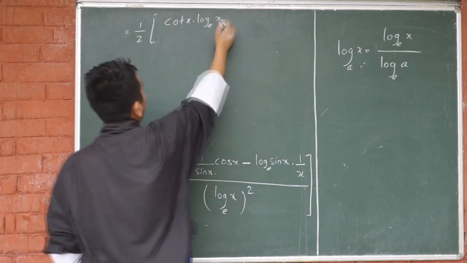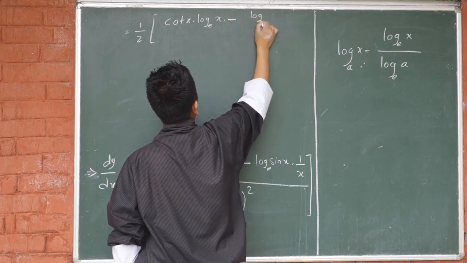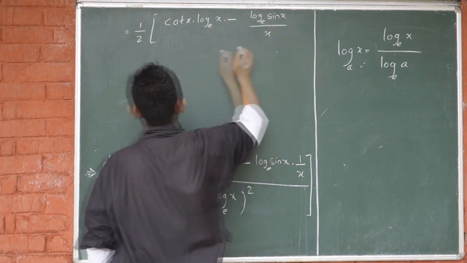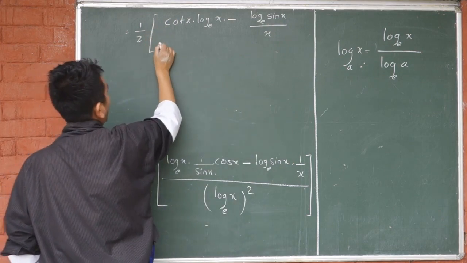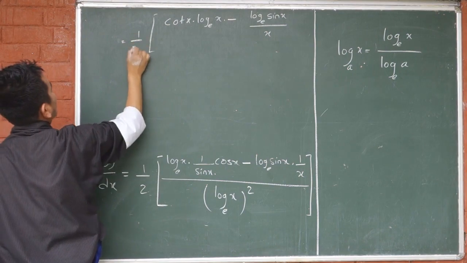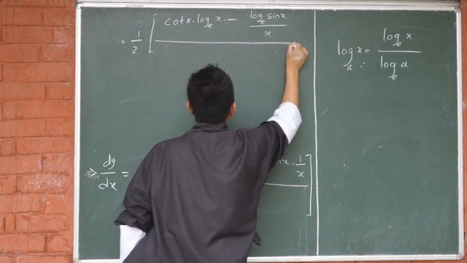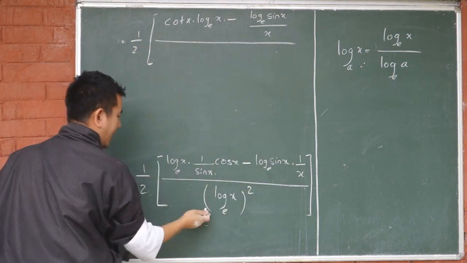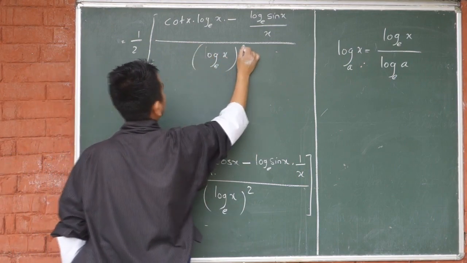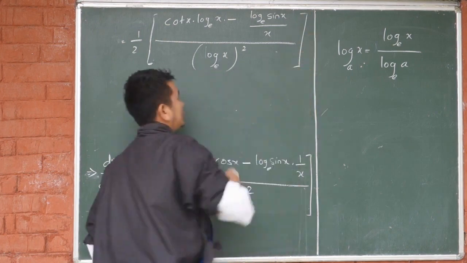Then minus we have log to the base e of sin x divided by x, times whole divided by, make sure when you write, this should be now whole divided by, what we have here, log to the base e of x whole square. Close this bracket for this 1 by 2.